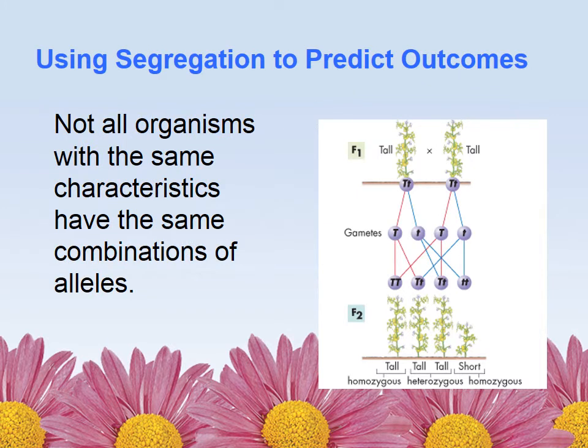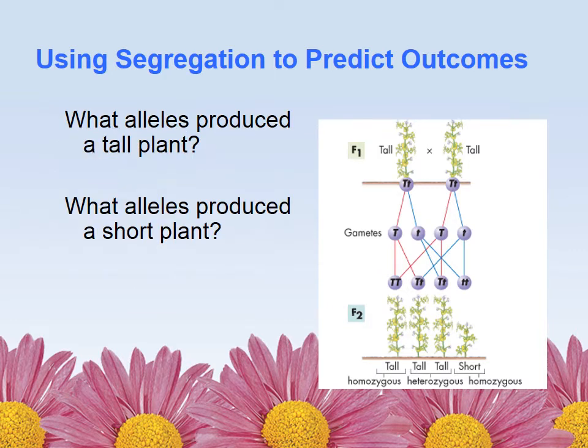Now you know that not all organisms with the same characteristics will have the same combinations of alleles, because remember, segregation happens randomly, so it won't always be exactly like that. So what alleles will produce a tall plant? Big T, big T and big T, little t. And then what alleles produce a short plant? Little t, little t. You know that.